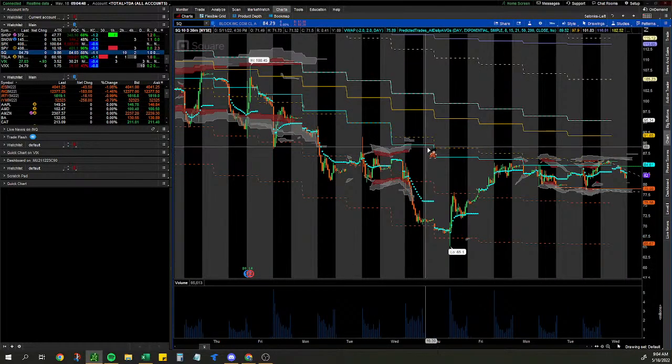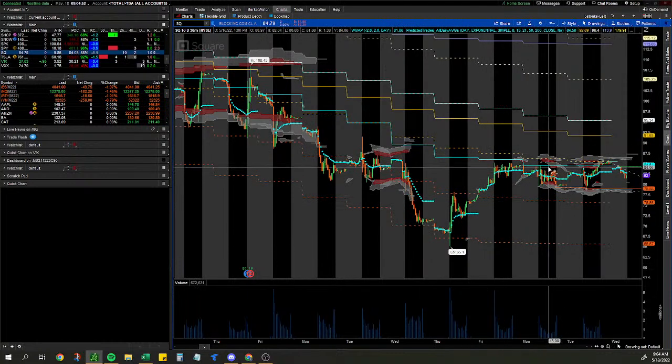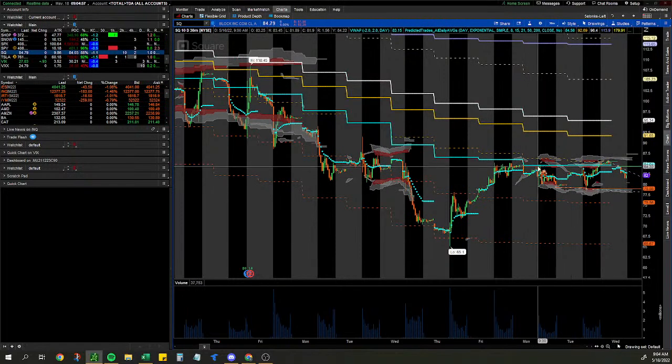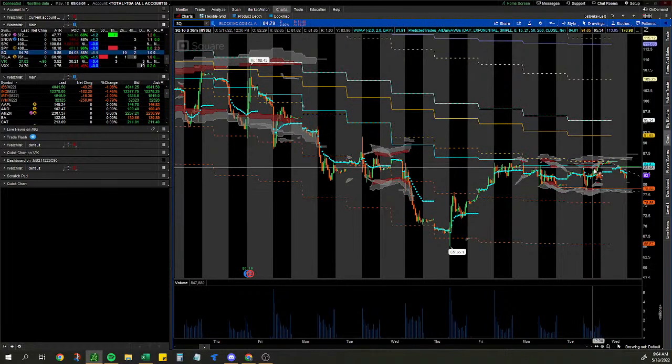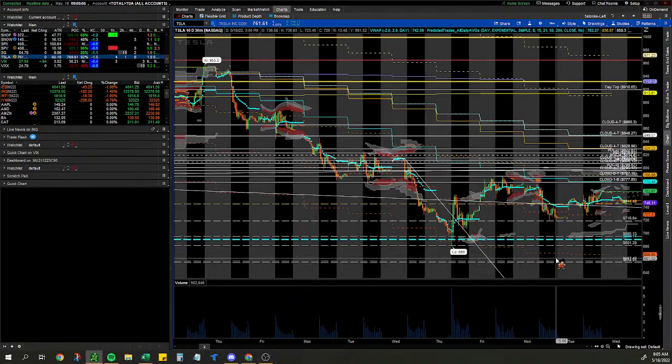Square. Not a huge interest. You see what it's done this week? Nothing. So when I said Monday I'm probably going to take a break on Square, kind of happy I did that. It's been in a 3 or 4 point range, so I'm good not playing that.